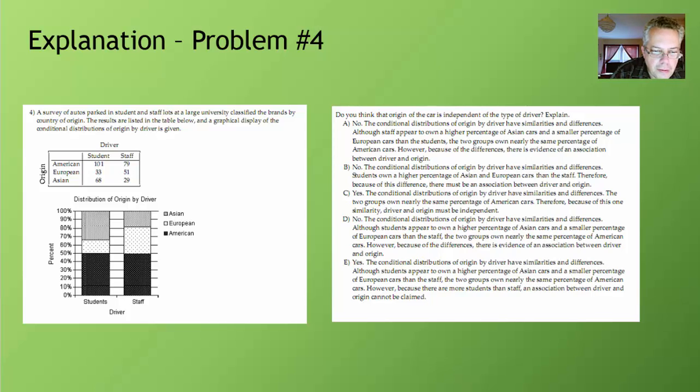The percent of American cars owned by students and staff is almost the same. But the staff owns quite a bit more European cars and fewer Asian cars. So first, I'm going to eliminate the ones that have the wrong yes/no answer. So we're saying that the ones that say yes are wrong. So these graphs here, or these variables, are not independent. So we can scratch those out. That leaves 3 left. We got to cross out the ones that are just outright lying. So A says no. The conditional distributions of origin by driver have similarities and differences. Okay.